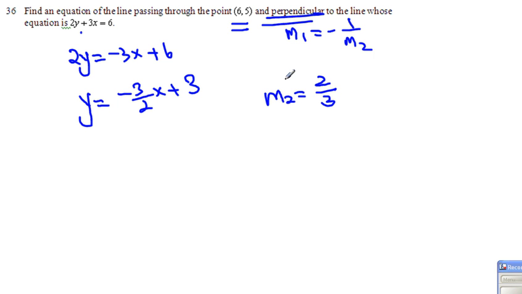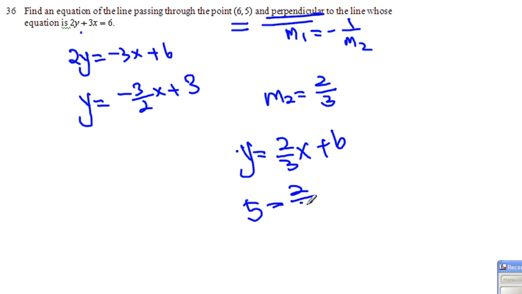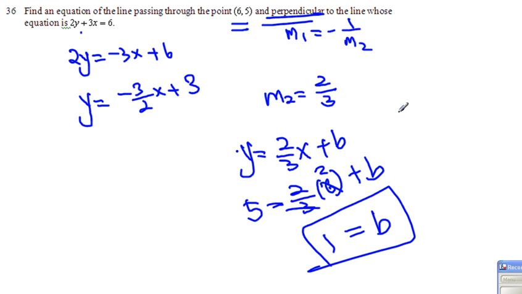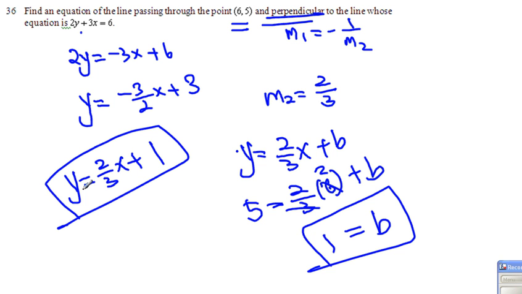Negation reciprocal 2/3. Now, that means from y equals mx plus b format, which is 2/3 x plus b, you can just plug in 6, 5. And 5 equals 2 over 3 times 6 plus b. And here we realize that's equal to 4. So b must be equal to 1. That means our final equation is y equals 2/3 x plus 1. That seems to be our final answer.